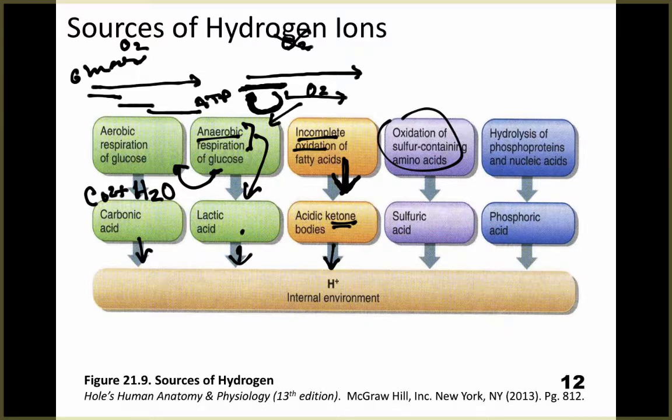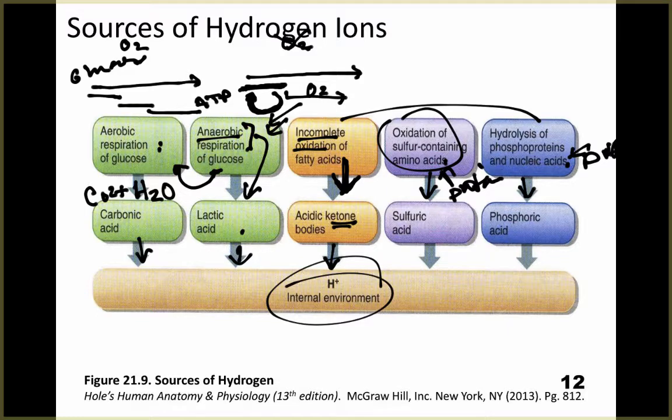You can break down sulfur-containing amino acids, and these are all in lieu, essentially, of not being able sometimes to make energy this way. And so you can make sulfuric acid or phosphoric acid from breaking down either amino acids or nucleic acids. And this, if you remember, is part of DNA. These are part of proteins. So all of this is where you can get these internal sources of hydrogen.